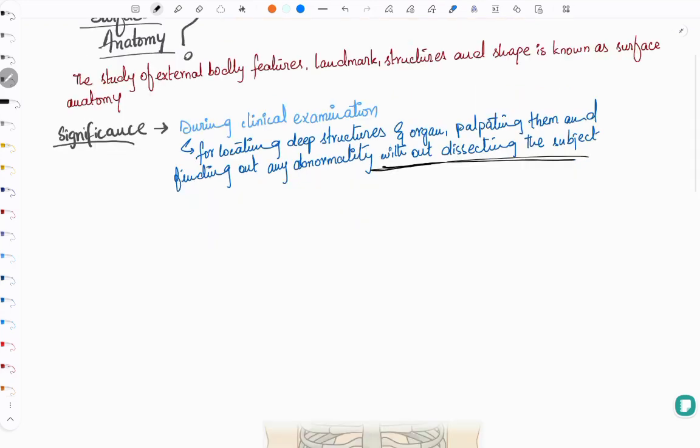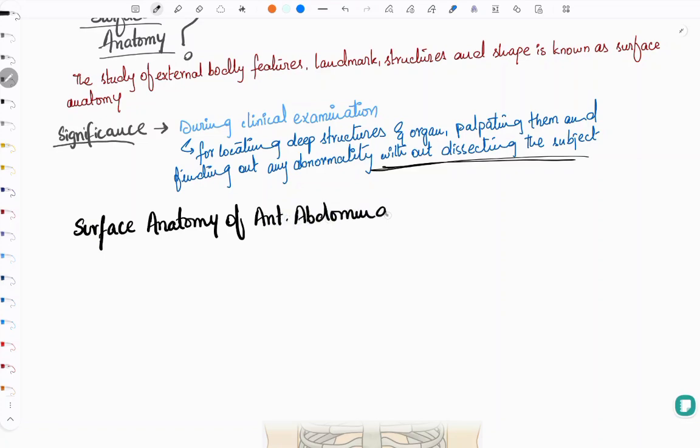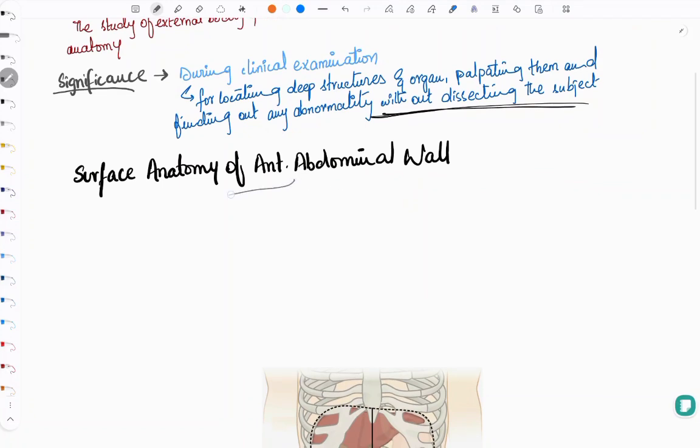Now moving on to the surface anatomy of abdomen, talking about the surface anatomy of anterior abdominal wall. So the anterior abdominal wall is divided into 4 quadrants and 9 regions. For the ease of studying the surface anatomy of abdomen, it is divided into 4 quadrants and 9 regions.